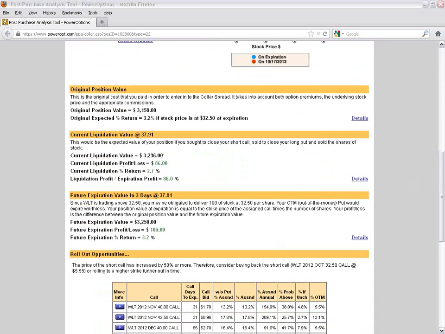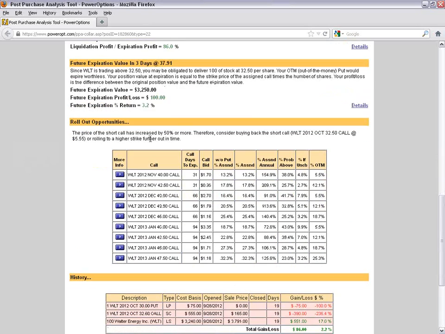Something is shown too. I didn't get a chance to show this in the covered calls. For covered calls, naked puts, collars, I have a view here in that current liquidation value. It shows me the liquidation profit versus expiration profit. What that means is if I liquidated right now, I've effectively made 86% of what I expected to make. So I might want to use that as an 80-20 rule as well. Okay, but down below, what it shows us is the rollout opportunities.